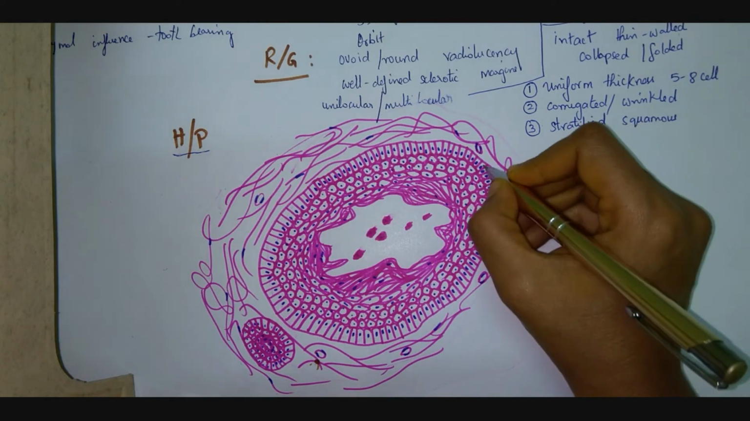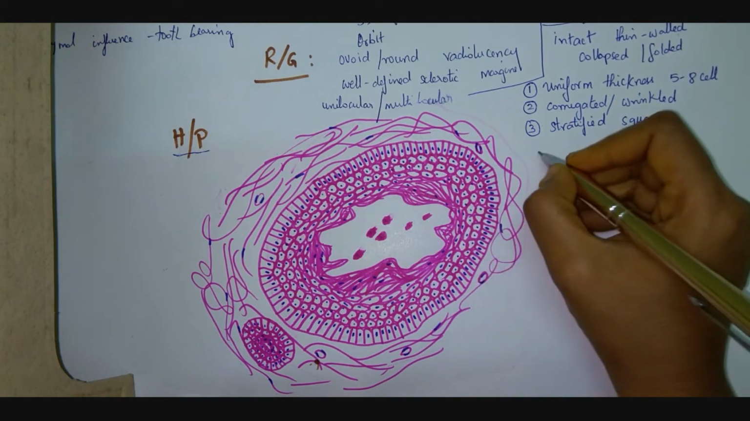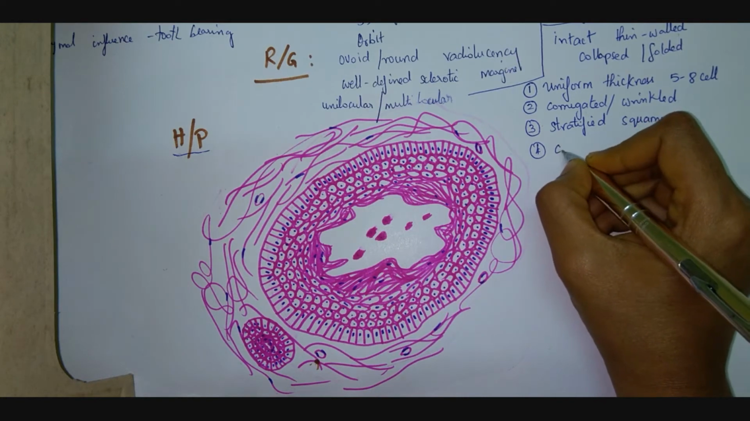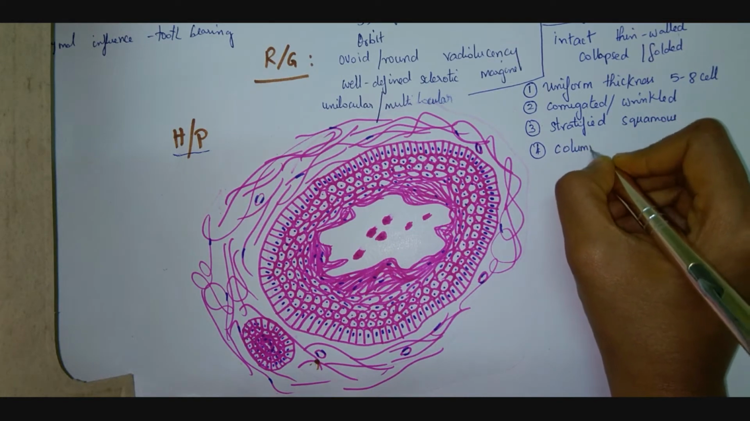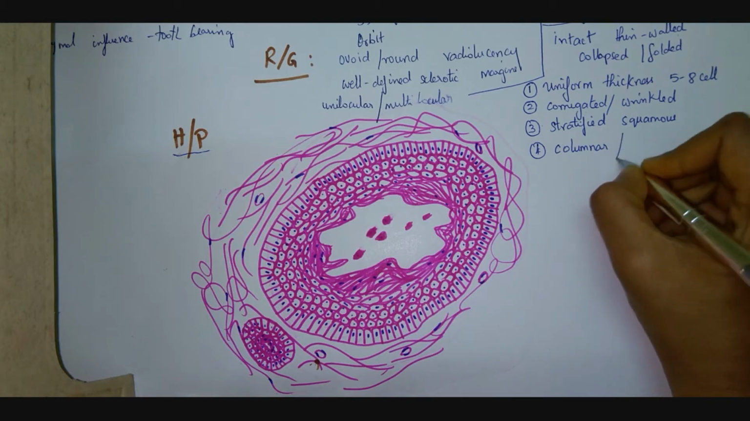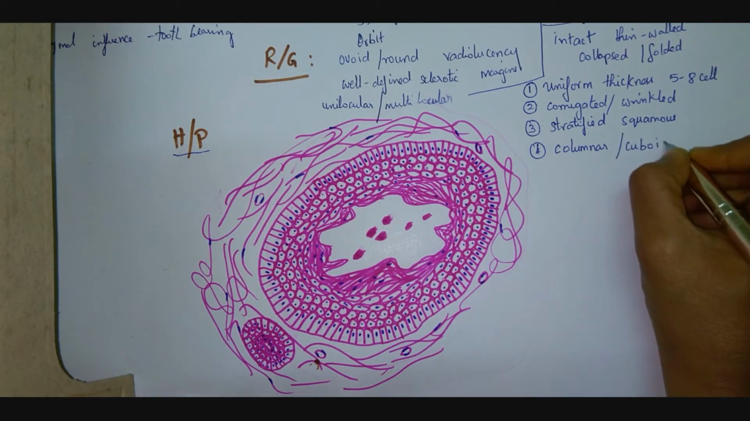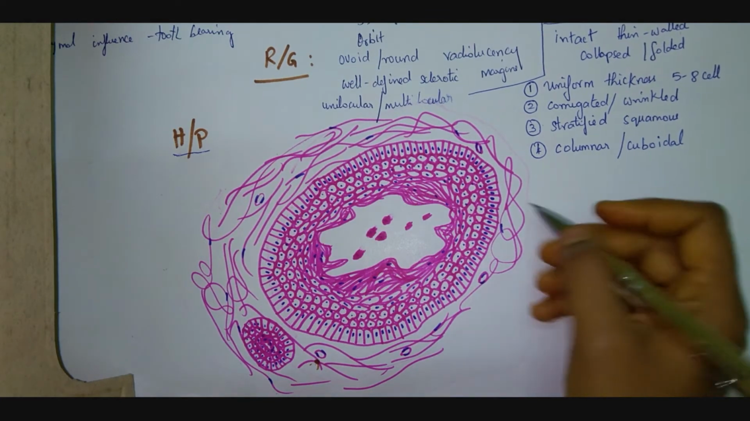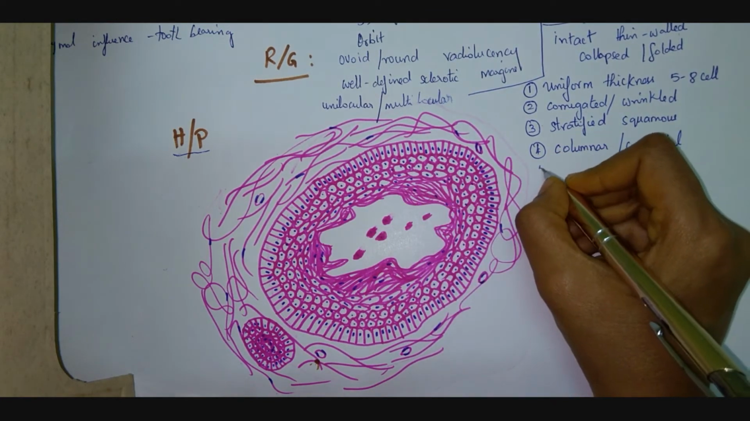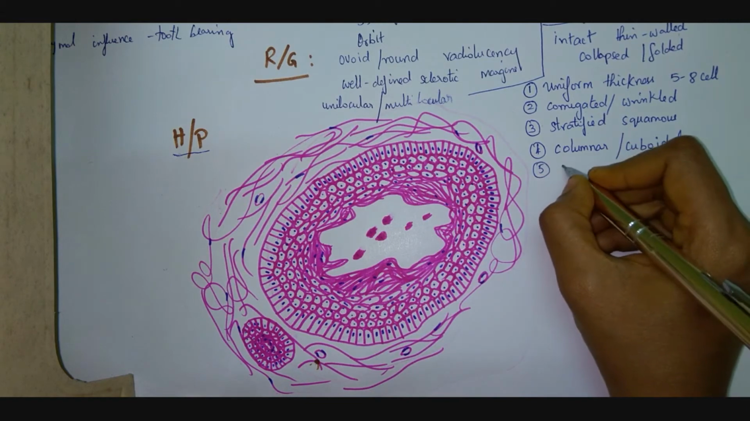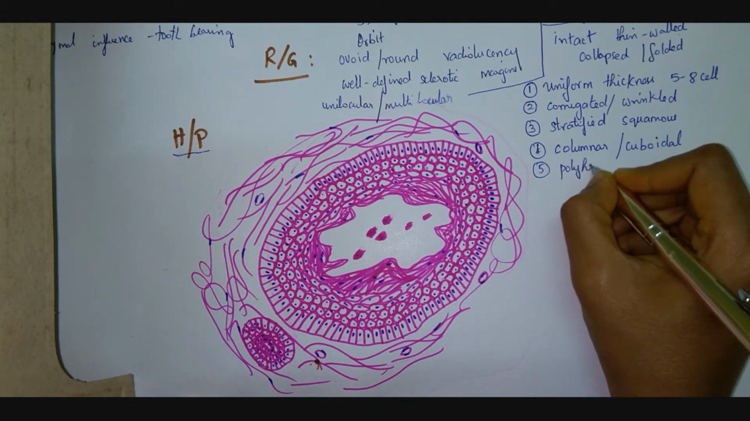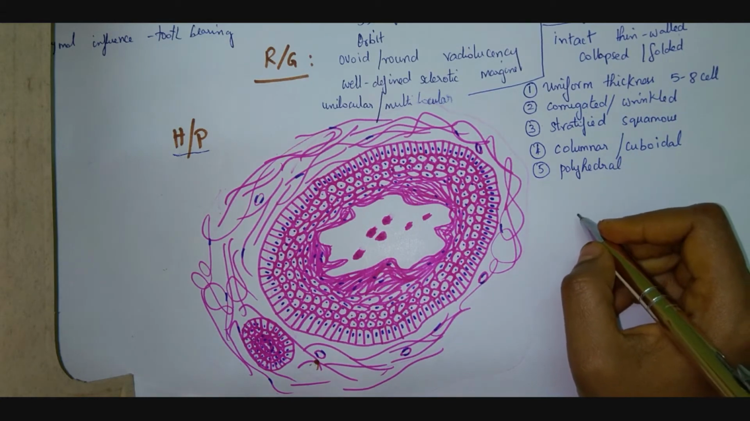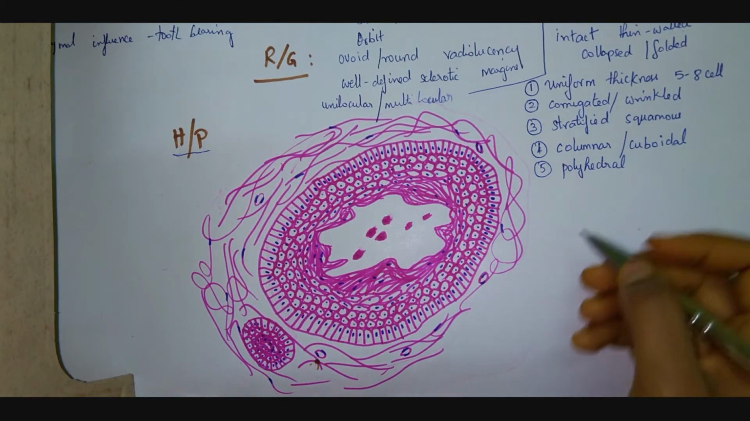Then, how do the basal cells appear? You can very well appreciate they appear to be columnar. Sometimes the basal cells are also cuboidal, mostly in case of orthokeratinized cysts. How are the other cells? The other layers are polyhedral in shape. Sometimes intracellular edema can also be present.